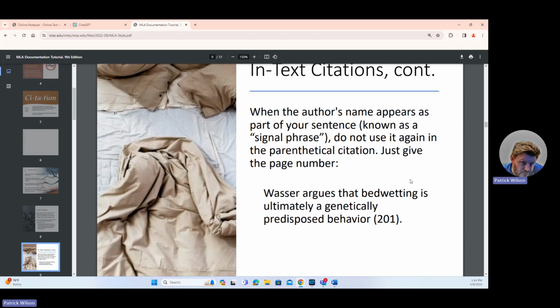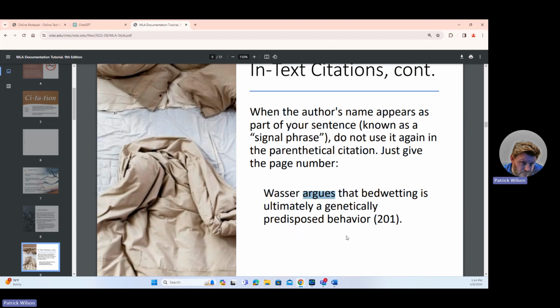When the author's name appears as part of the sentence, known as a signal phrase, do not use it again in the parenthetical citation, just give the page number. As is shown here, this is another summary or paraphrase. Wessler argues, and it goes on, but notice at the end we have the parentheses, and in this case it's just the page number. It's redundant to use the author's name twice, which is the reason why we do that. This is what they consider a signal phrase.